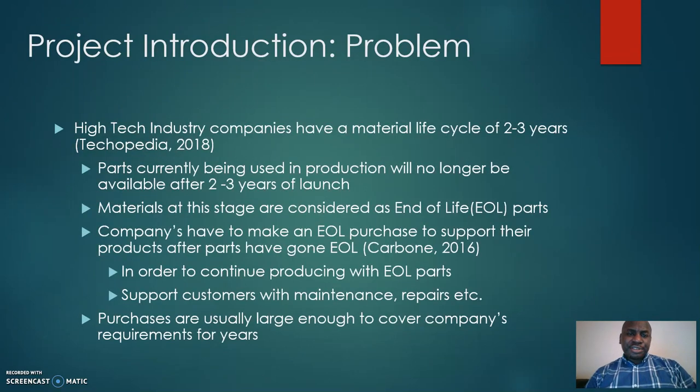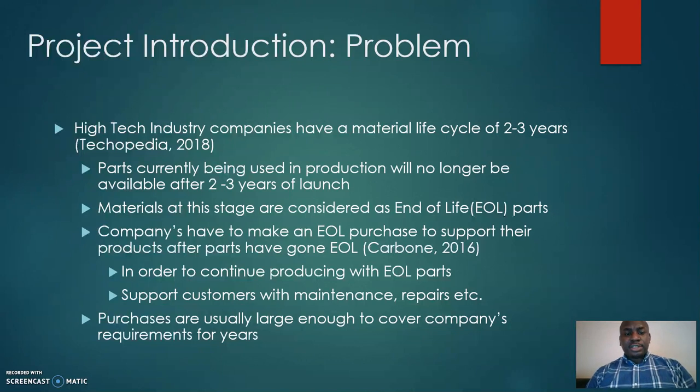Now, in the high-tech industry, companies have a material life cycle of about 2 to 3 years. This means that any part being used in production now may no longer be available 2 to 3 years after launch. Materials in this stage of a life cycle are usually considered end-of-life parts. And companies a lot of times have to make considerable end-of-life purchases to keep supporting a product after parts have gone end-of-life. And they do this for two major reasons.